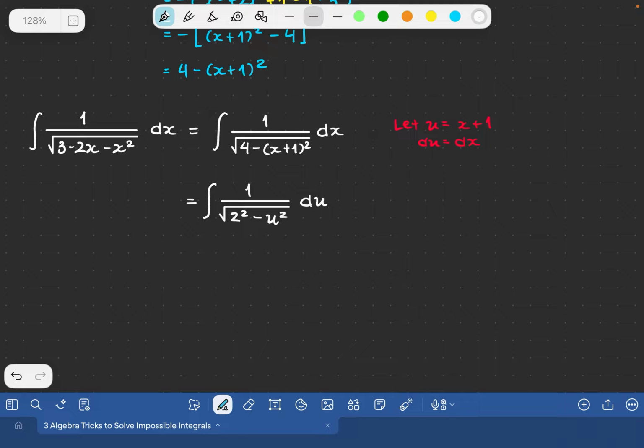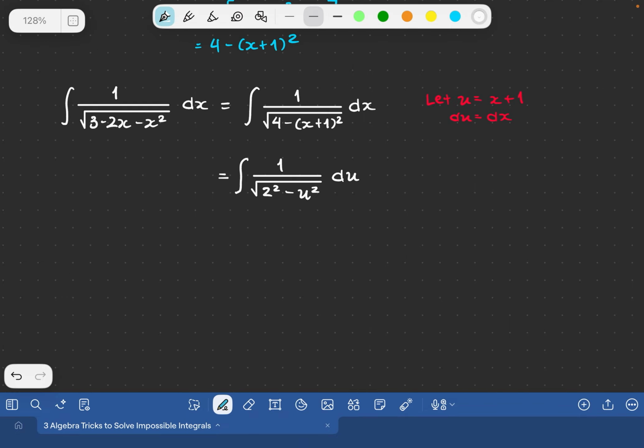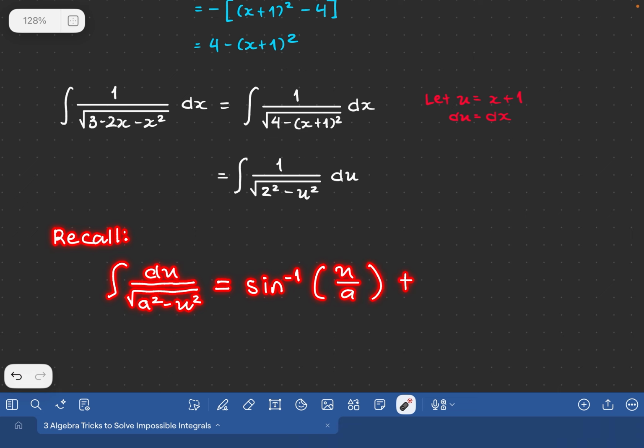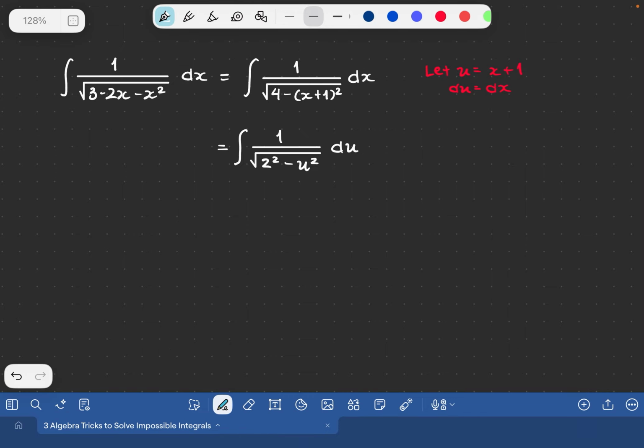Whew. And then from here, again, this is a known formula in calculus. So let me just put here, recall that if you have the integral of du all over the square root of a squared minus u squared, this one is just equal to sine inverse of u over a plus c. There, this matches perfectly to what we have. Just take note that unlike earlier, there is no 1 over a out here. So careful of that one.